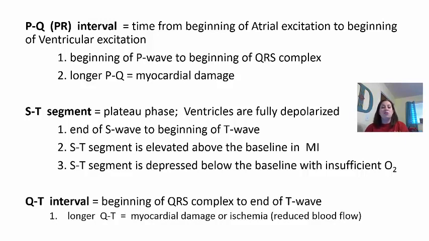If there's an issue from the QT interval, this is going to be the interval that begins with the QRS complex to the end of the T. If we have a longer QT interval, this is normally due to myocardial damage or ischemia, where there's reduced blood flow. This could be where it's letting us know that there's a potential blockage that's taking place. The blockage may not be 100%, but it could be getting to that point that could potentially cause problems for a heart attack or myocardial infarction.